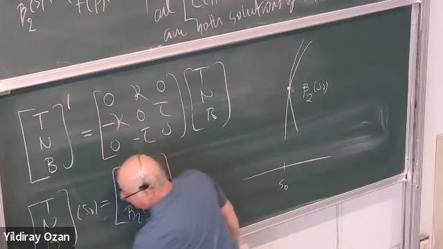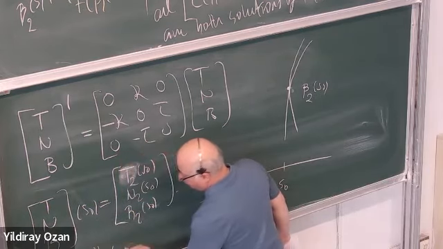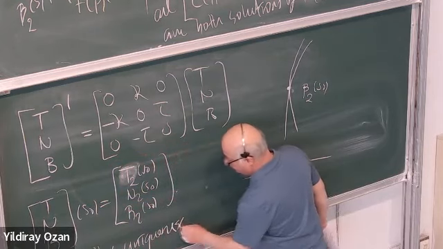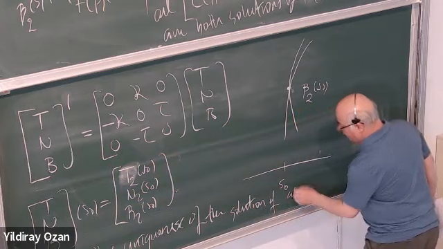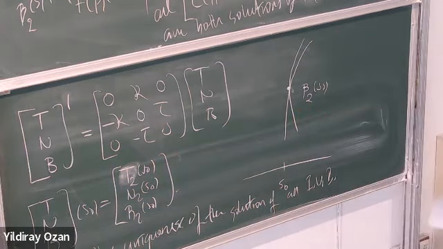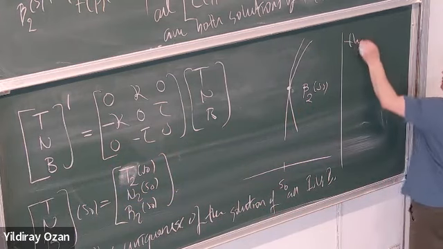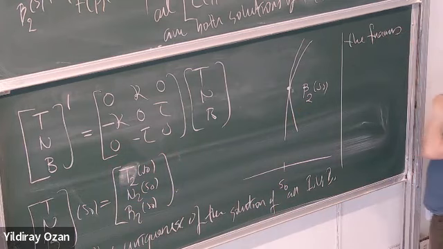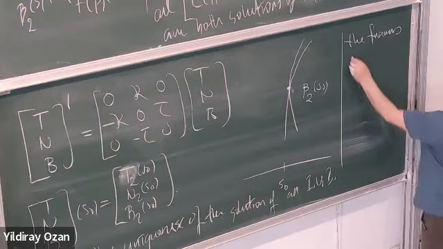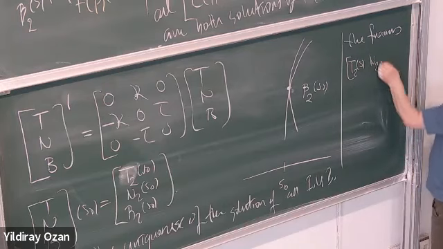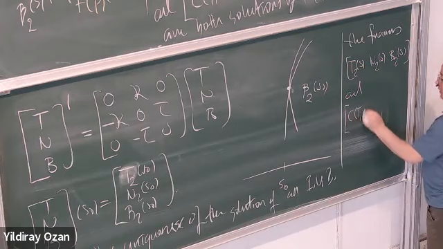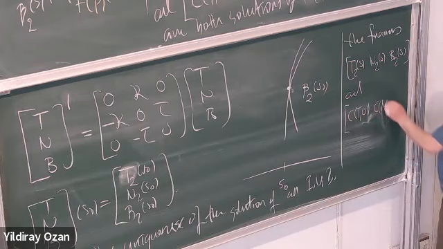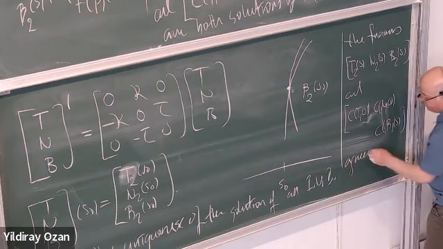So now, by the uniqueness of the solution of an initial value problem, the frames, which frames, so T2(s), N2(s), B2(s), and C of T1(s), C of N1(s), and C of B1(s) agree at all points.